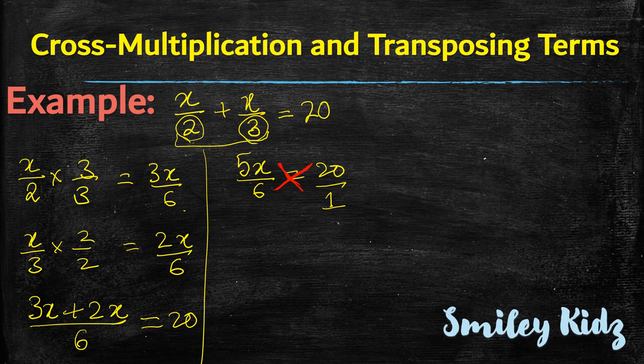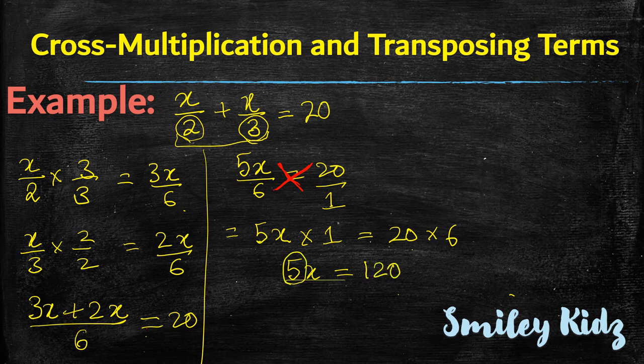So 5x will be multiplied by 1 and 6 will be multiplied by 20, which is equal to 5x multiplied by 1 is equal to 20 multiplied by 6. 5x multiplied by 1 is 5x is equal to 20 multiplied by 6 is 120. Now we'll be transposing this 5 to the other side. Here it is in multiplication. When it goes to the other side, it becomes division. So x is equal to 120 by 5. Now 5 times 1, 5 times 24. Now x is equal to 24.